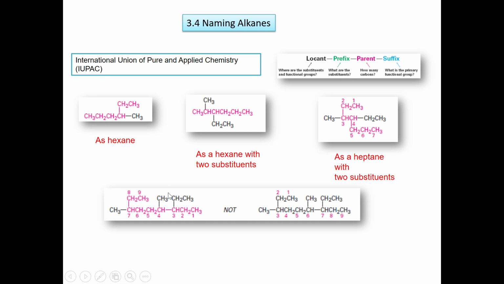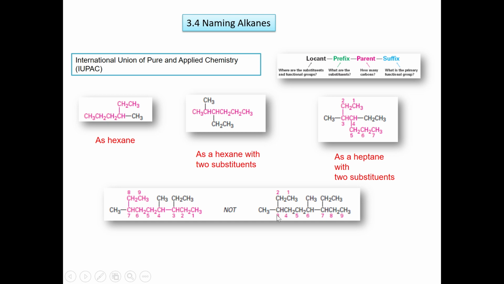Take a look at this. This is 1. This is the main chain. It will be 9. And the numbering will be 1, 2, 3: the ethyl at 3, the methyl at 4, and then another methyl at 7.